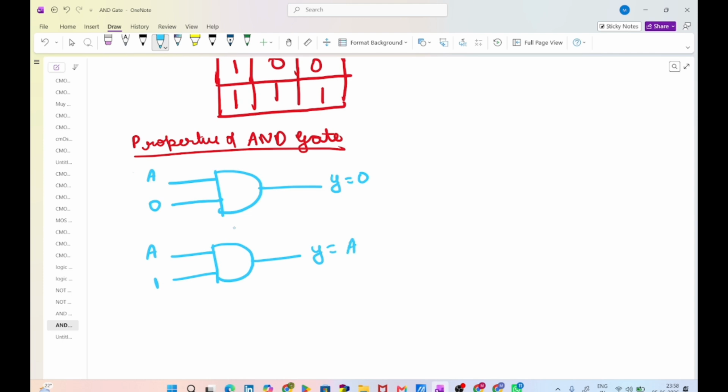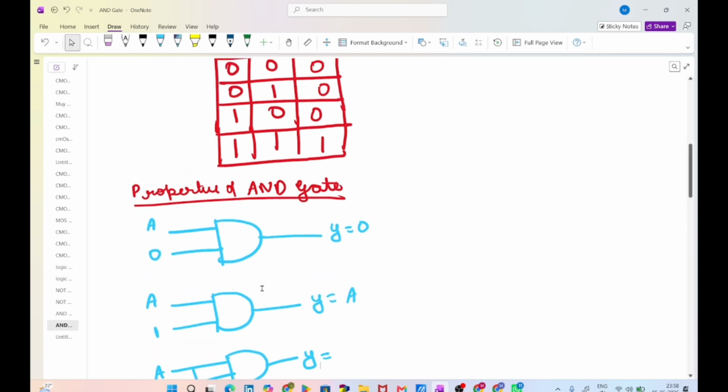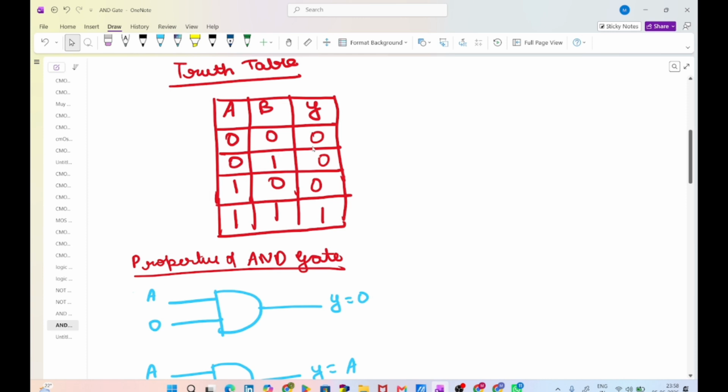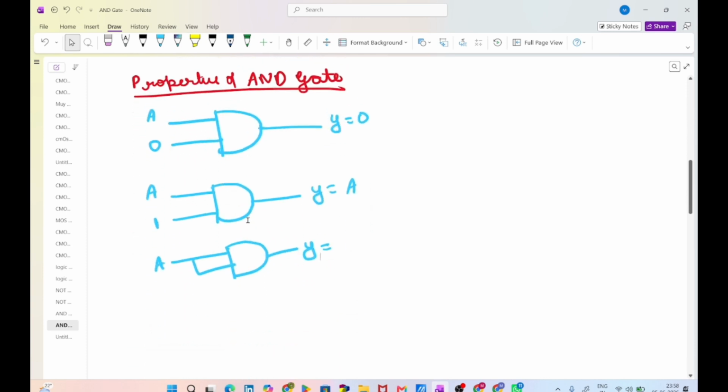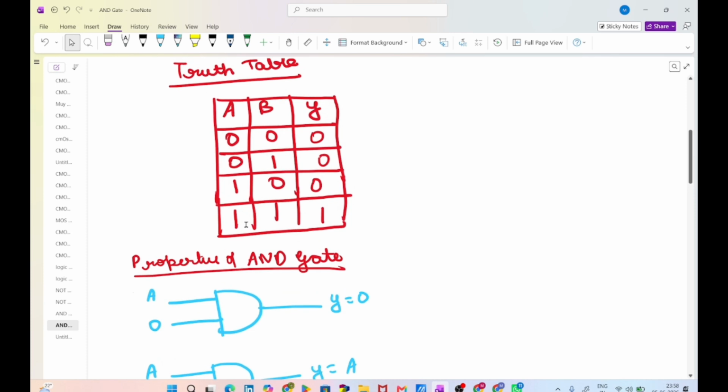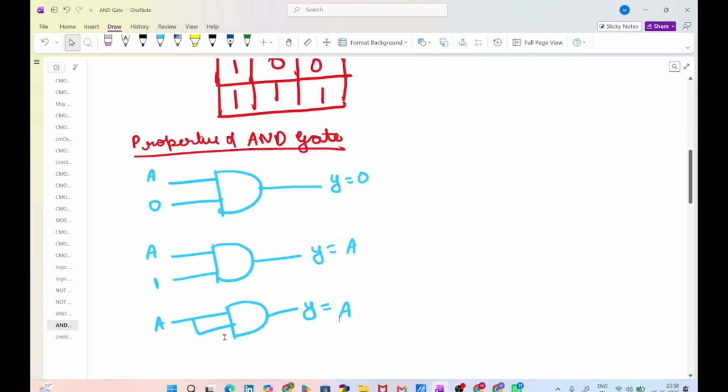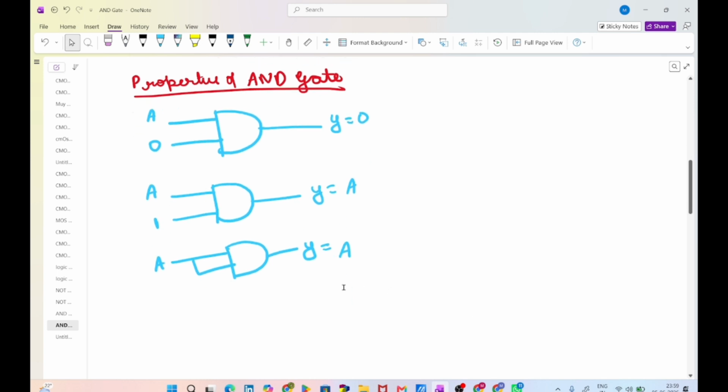Let us move to the third case. Y is equal to what? We need to find out. When both the inputs are the same, when both the inputs are 0 0, the output is 0. When both the inputs are 1 1, the output is 1. So let us simply write it as A, since it becomes same as A.